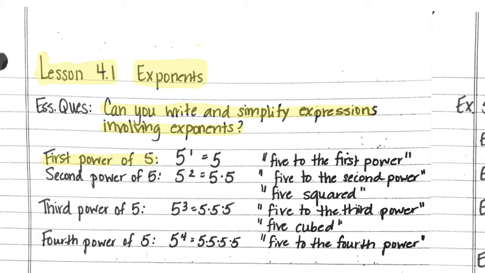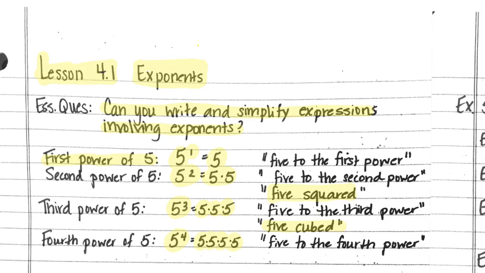First power of 5 means 5 to the first power, which is just 5. 5 to the second power is 5 times 5. Sometimes we call that 5 squared. 5 to the third power, 1, 2, 3, 5 times 5 times 5. Sometimes we call that 5 cubed. And 5 to the fourth power, 5 times 5 times 5 times 5.